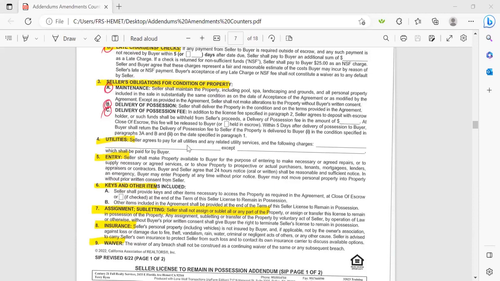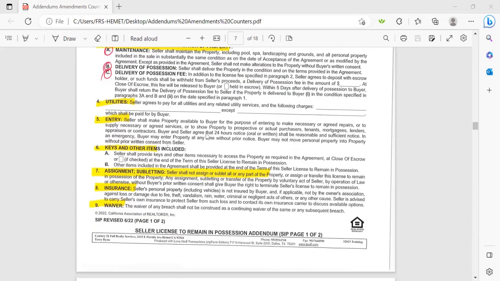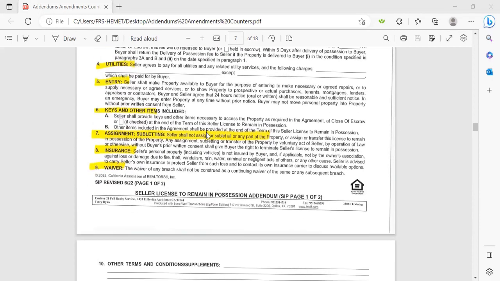Seller agrees to pay for the utilities. Well, that's fair, isn't it? Seller shall make property available to buyer for purposes to make agreed to repairs or to supply services or something else.